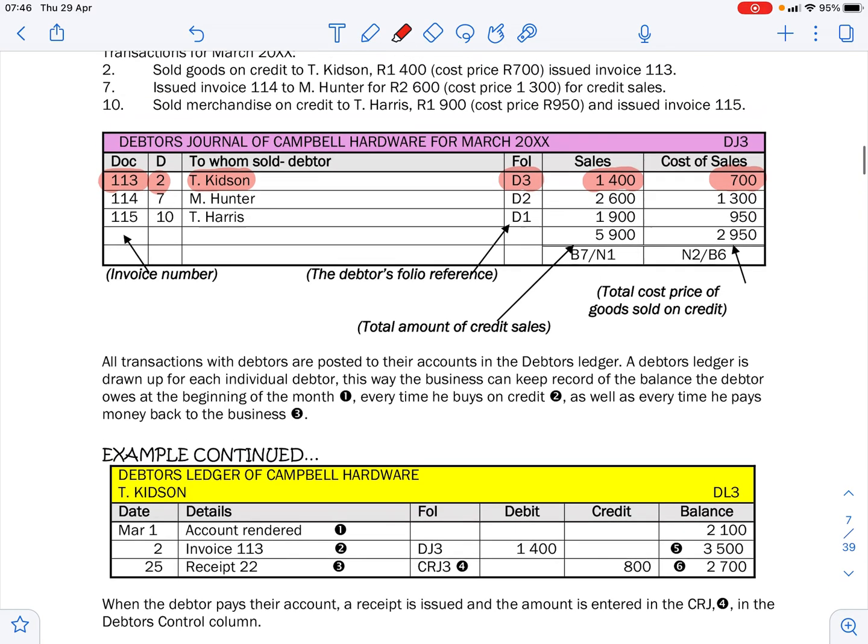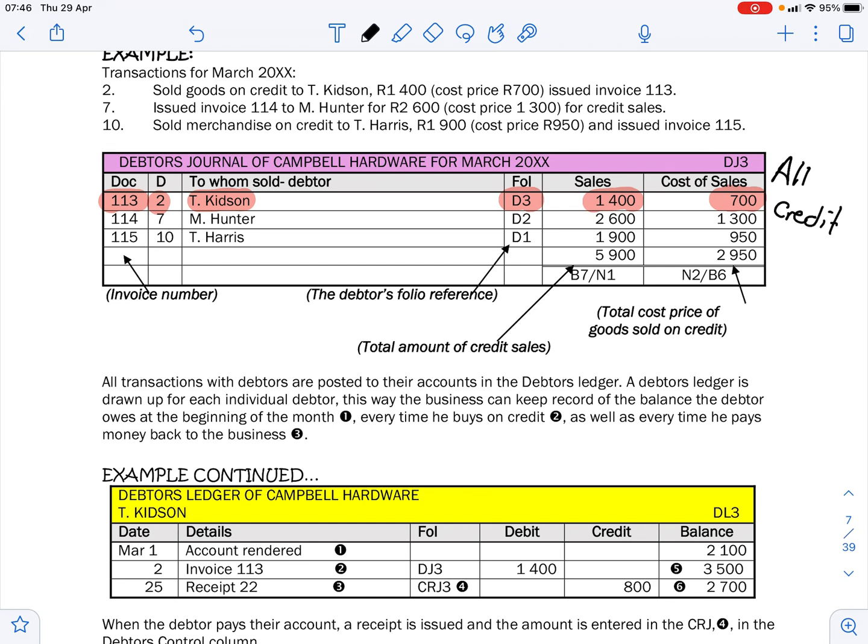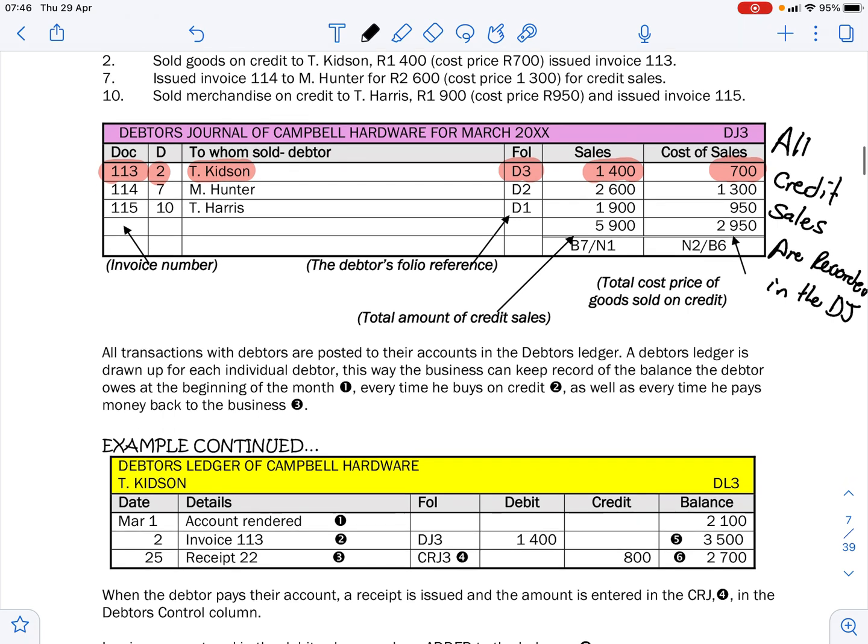Now, each individual transaction that is a credit sale gets posted to the debtor's journal, so if we make a note there, all credit sales are recorded in the DJ. So all credit sales from any debtor are recorded in the debtor's journal.